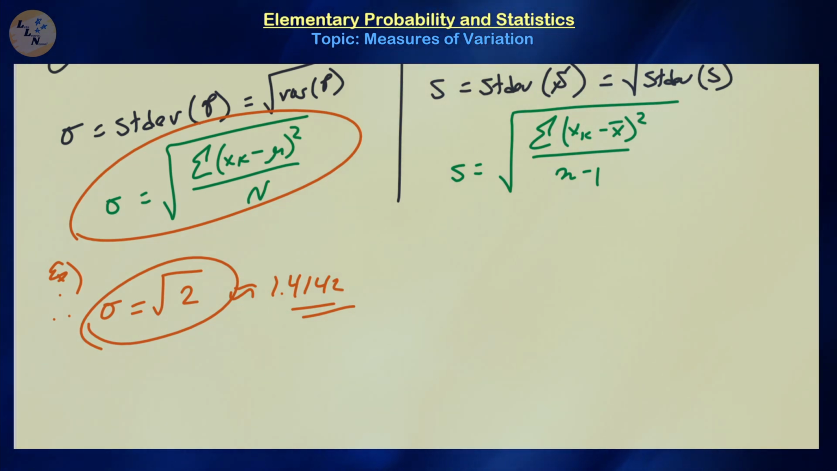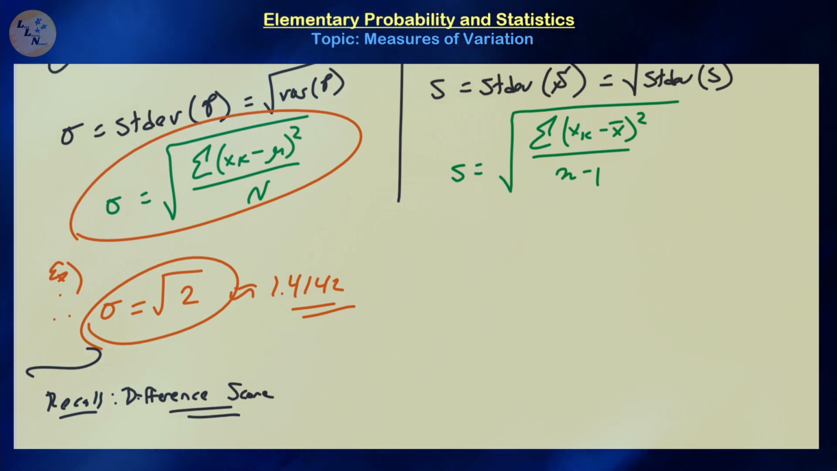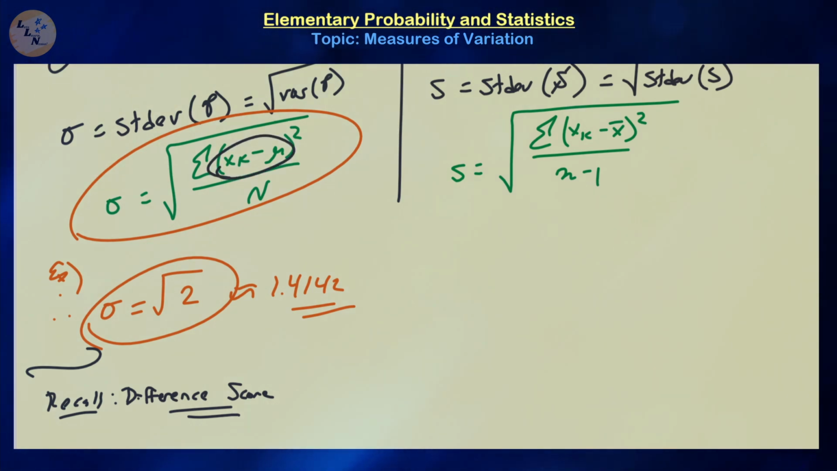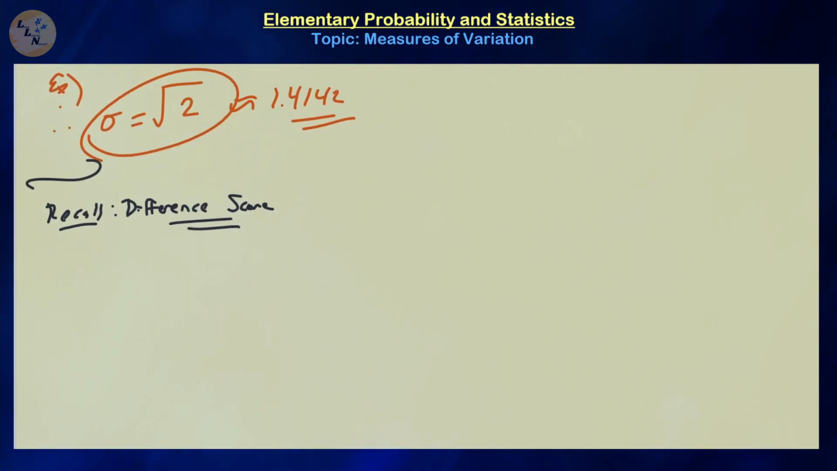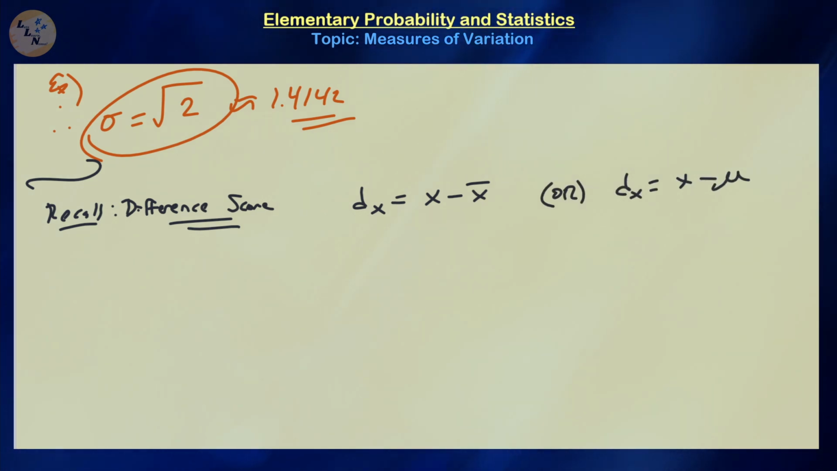But recall there was another measure of position that we discussed. It was called the difference score. So let's just bring that up. A difference score was a measure of position, and it talked about the distance a particular value is from the mean. And notice we're actually using difference scores in all of these: absolute differences, sum of absolute differences, squared differences, variances, and standard deviations. They all have difference scores in them. So that's pretty neat. Remember, the difference score for a particular value x is going to be x minus x bar for a sample, or dx is equal to x minus mu for a population.